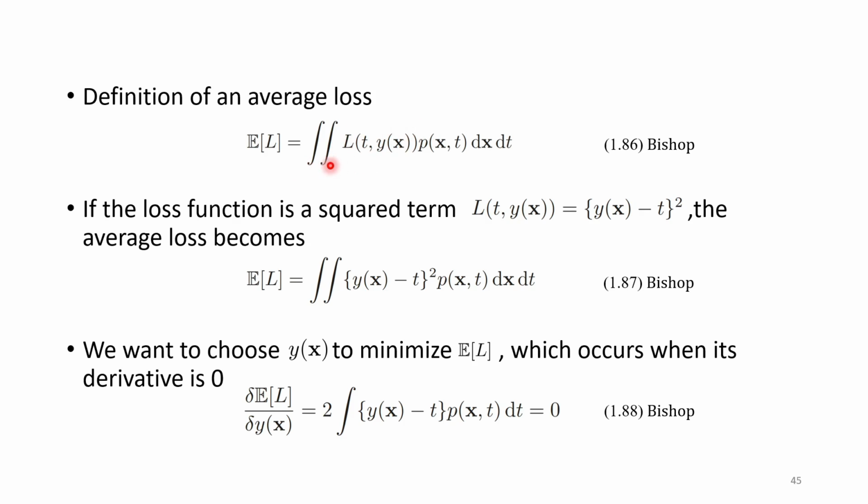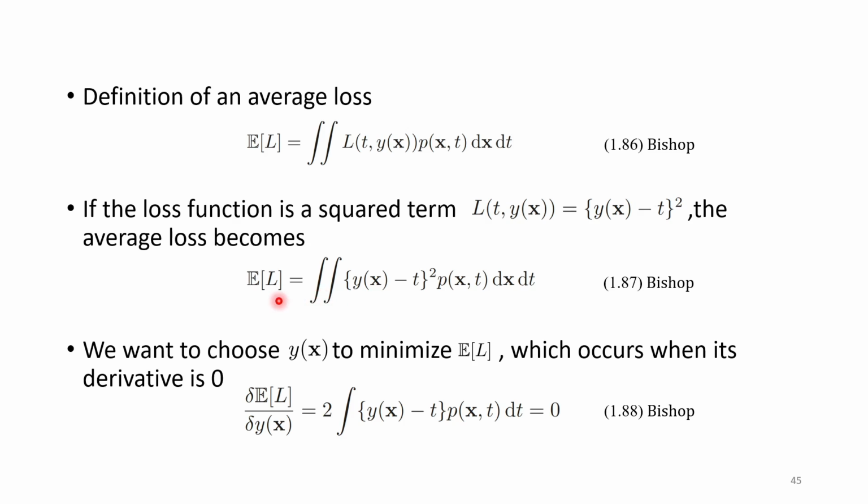So the double integral of this term will be our expected loss. Here there are many possible ways to define the loss. If we assume it is a squared term, it means the loss is our model's value minus the t, squared. Then the average loss, from 1.86 it will become 1.87. I just replace the L by y(x) minus t.